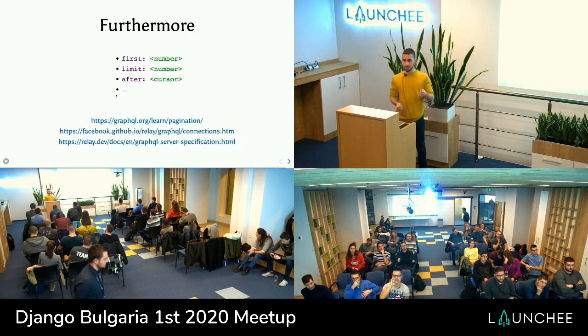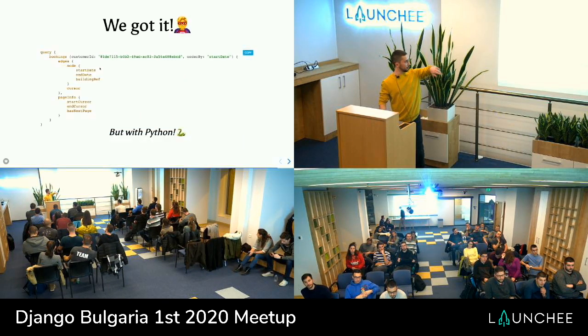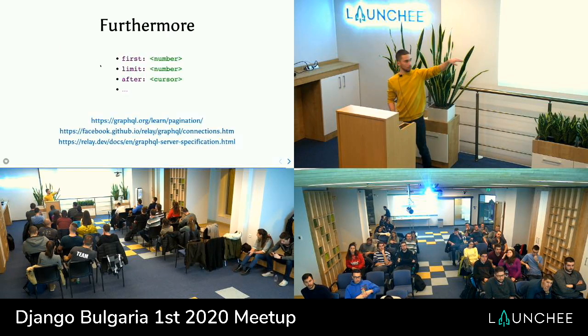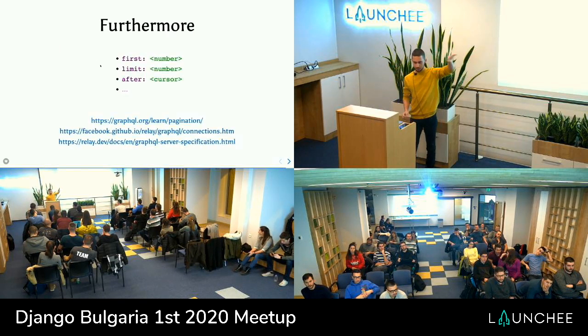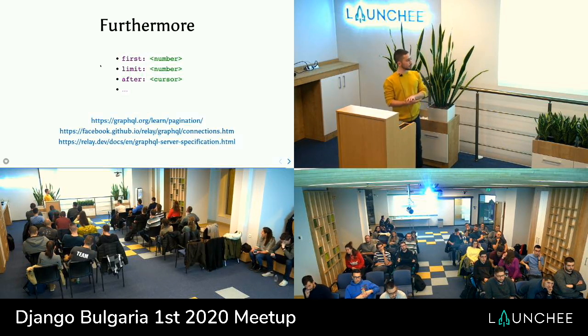We have first, and all these fields are in the bookings brackets. So we can say, okay, give me the first 3 bookings, give me the first 10 bookings. So you can use this filtration. You can use limit, so you can say, okay, return only 5 bookings, or only 10 bookings, or whatever.